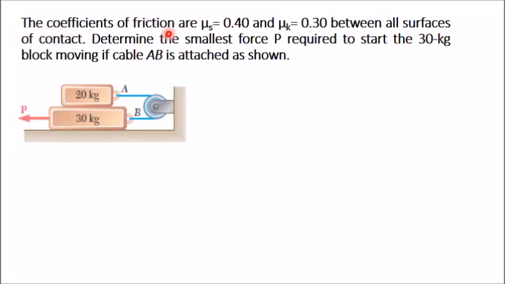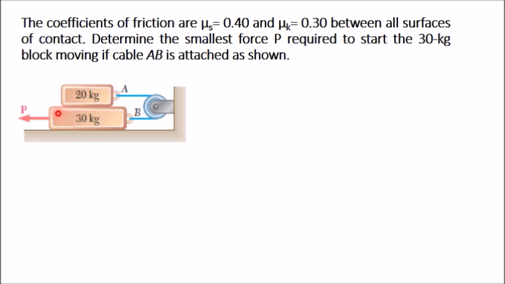The coefficients of friction are mu s equal to 0.4 and mu k equal to 0.3 between all surfaces of contact. Determine the smallest force P required to start the 30 kg block moving if cable AB is attached as shown in the figure.